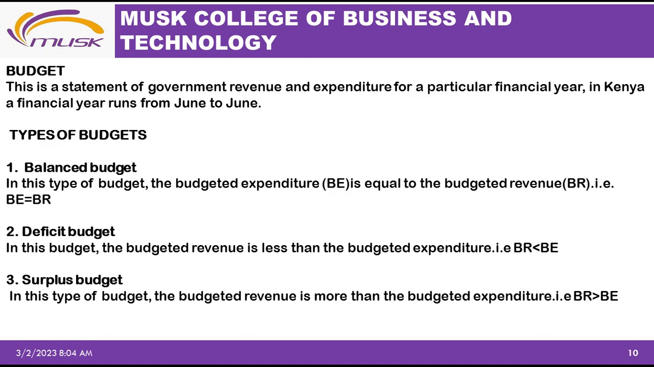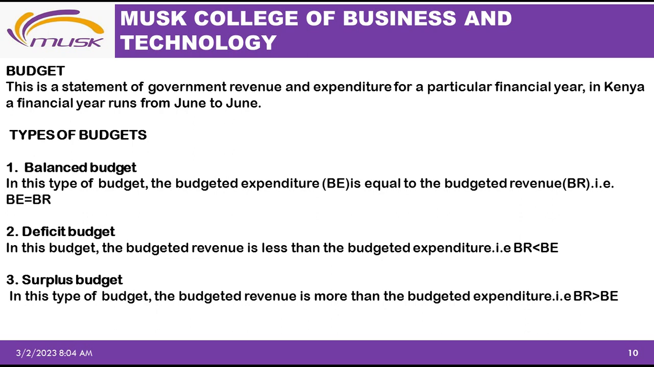Then once the government has finances, they develop a statement of what we call the budget. It is a statement of government revenue and expenditure for a particular financial year. For example, in Kenya, a financial year runs from June to June, from June of the previous year to the June of the current year. And when we develop these budgets, we can have three kinds of budgets.